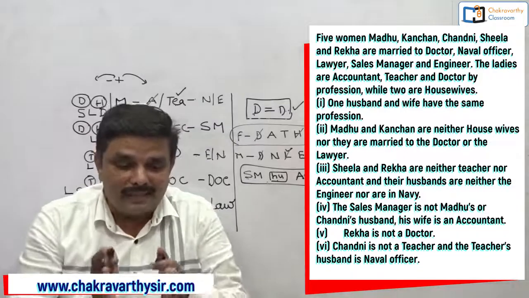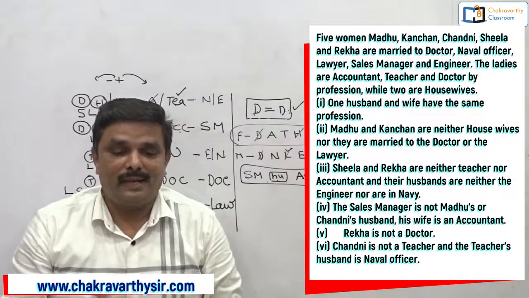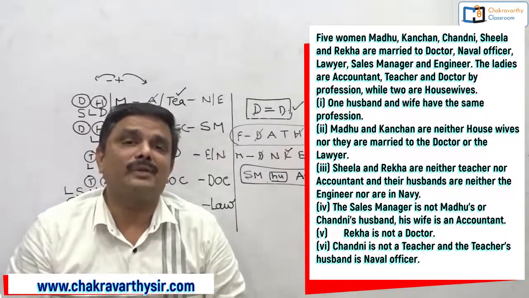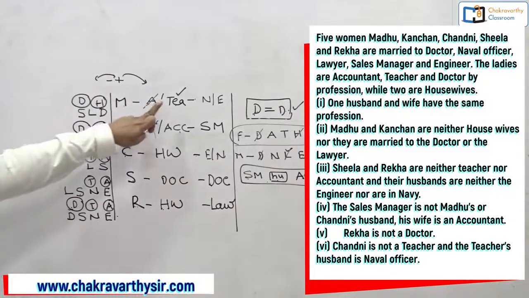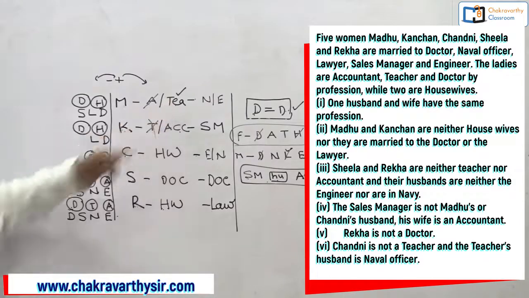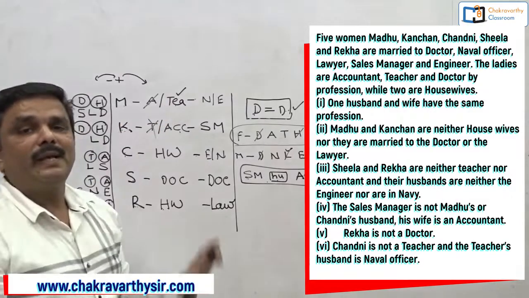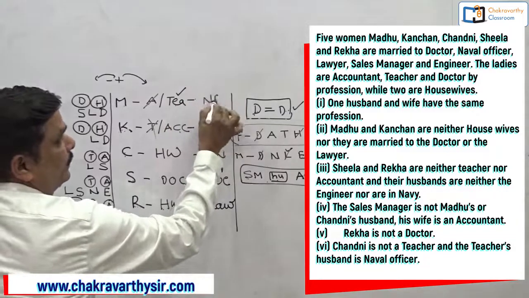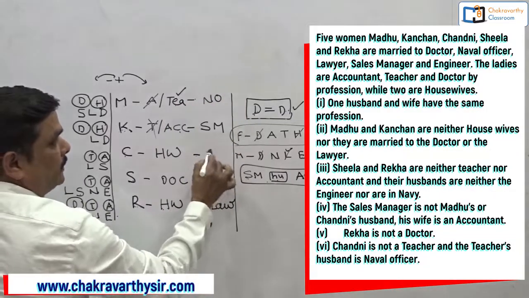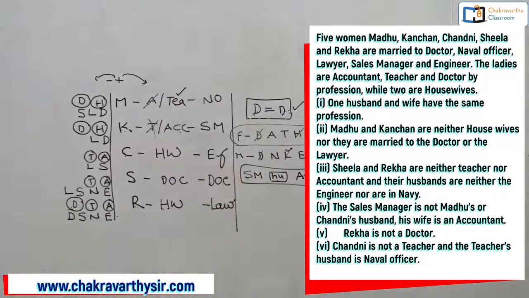What is that one? Chandani is not a teacher and a teacher's husband is a naval officer. Right? Chandani is not a teacher. No need of this information also because already we found a teacher here. And teacher's husband is a naval officer. Now this should be naval officer, and the remaining one is engineer. You have to unravel the puzzle in this way. Isn't it simple for you students?